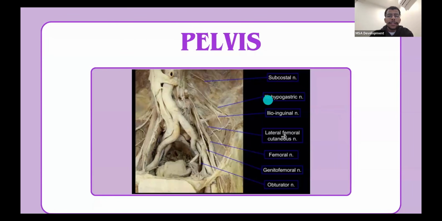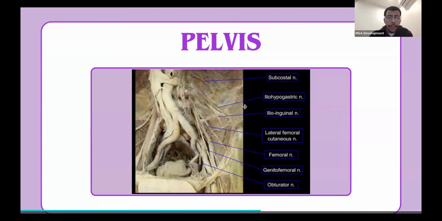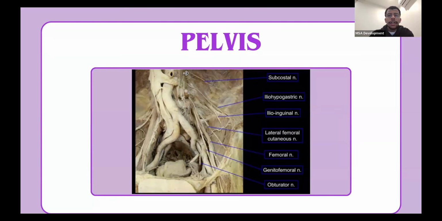Okay. So basically, this slide has a bunch of nerves that you guys already took before in other blocks, and I don't think you're going to be tested on them. However, I'll just mention them quickly just to be safe. Now, here we have the subcostal nerve. Then we have iliohypogastric and ilioinguinal. Then the lateral femoral cutaneous nerve.